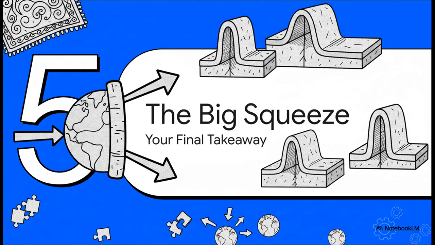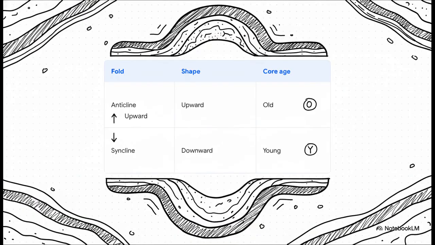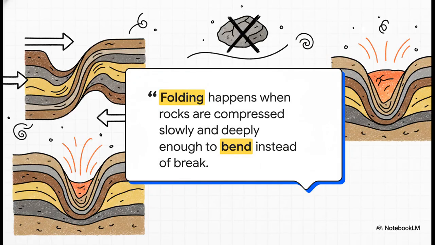All right, we have covered a lot of ground, from carpets all the way to continents. So let's bring it all together and lock in the final takeaway from this little explainer on Earth's big squeeze. Here is your quick reference guide, your cheat sheet. Just remember this. Anticline is the arch, oldest rocks in the middle. Syncline is the trough, youngest rocks in the middle. Simple as that.